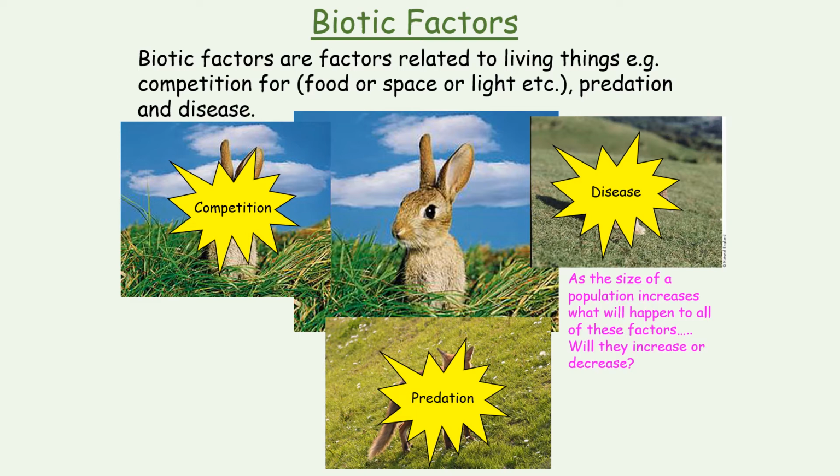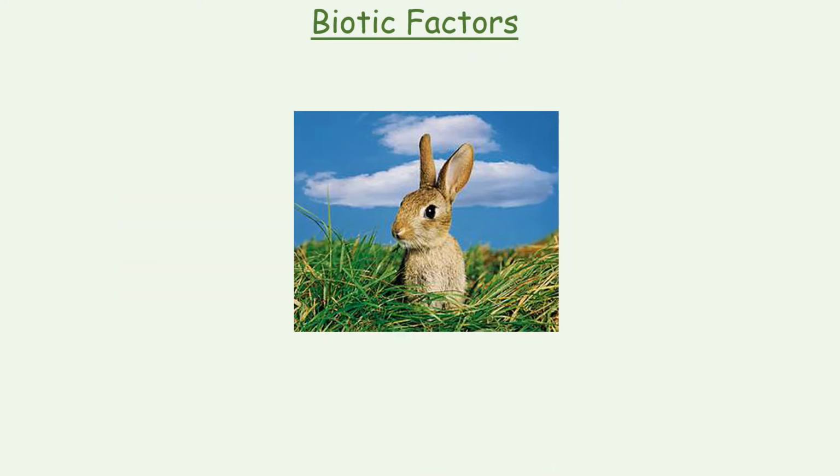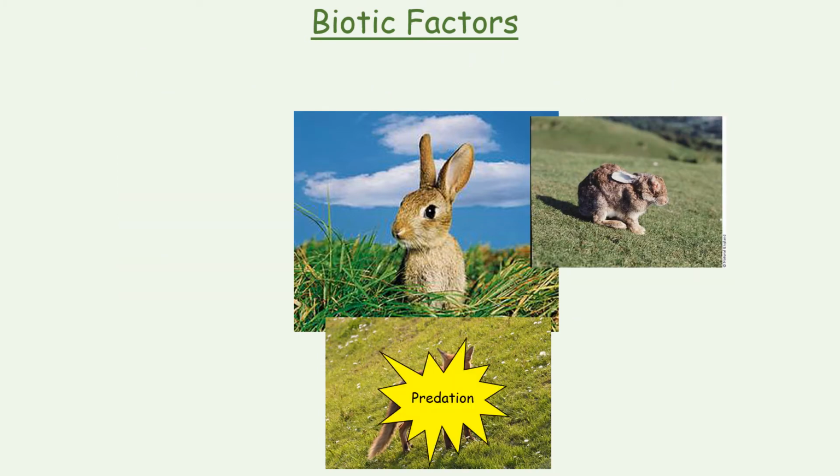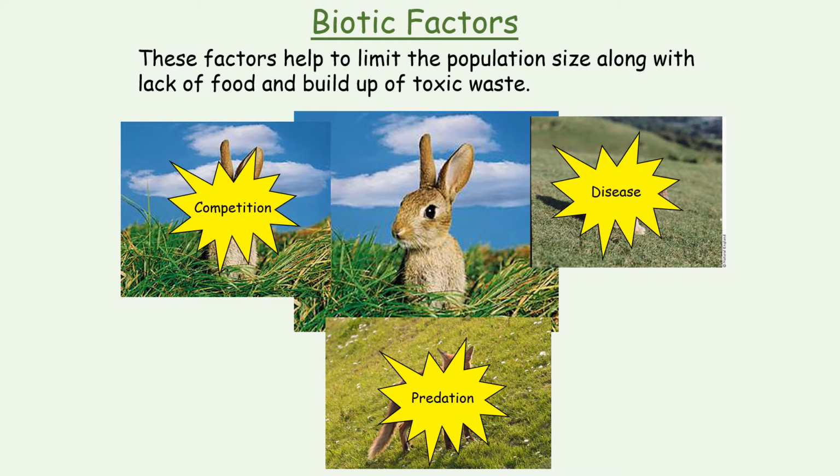So the answer is that when this population of rabbits increases, so too will the biotic factors like competition and disease, so it will control the number of rabbits that there are. So these biotic factors of predation, grazing, competition, disease, they all help to limit the population size. So for example, limit the population size of rabbits or limit the population size of humans, etc. So it doesn't end up being an overpopulation and using up too much resources. So these factors help to limit the population size along with lack of food and build-up of toxic waste.